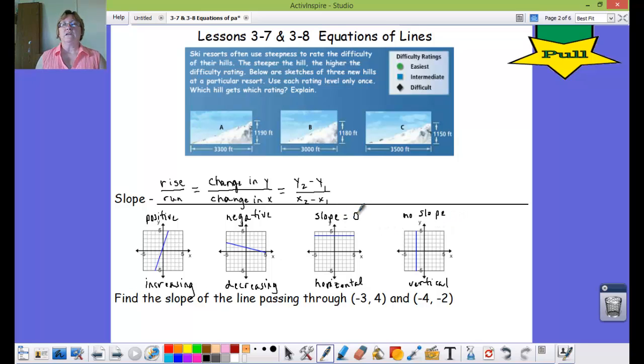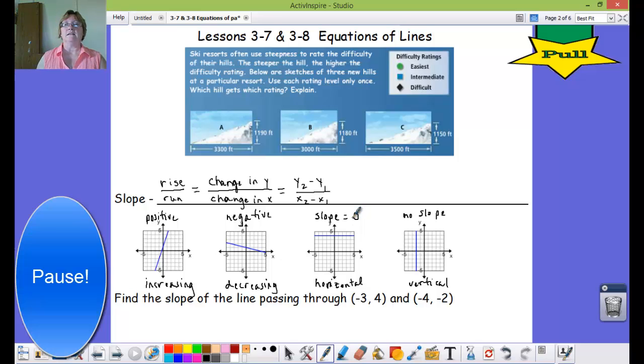I want you to be very careful. If it's a horizontal line, the slope is 0. Not none, but 0. And then I would like you to stop again the video and use the formula that we have up here for slope, remembering that this point has its own x and y, and this point has its own x and y.